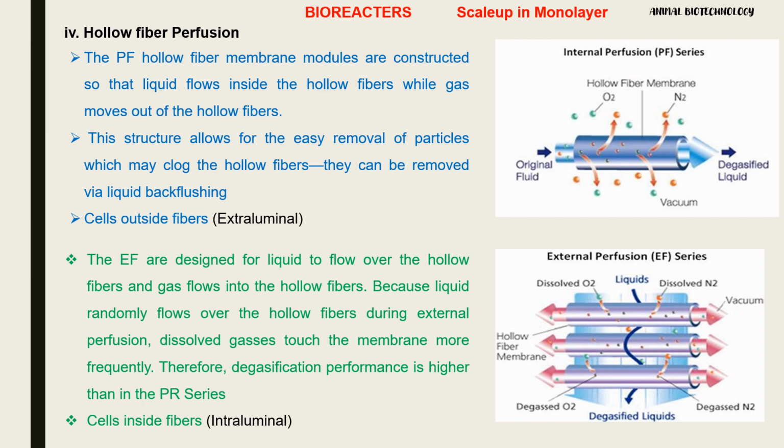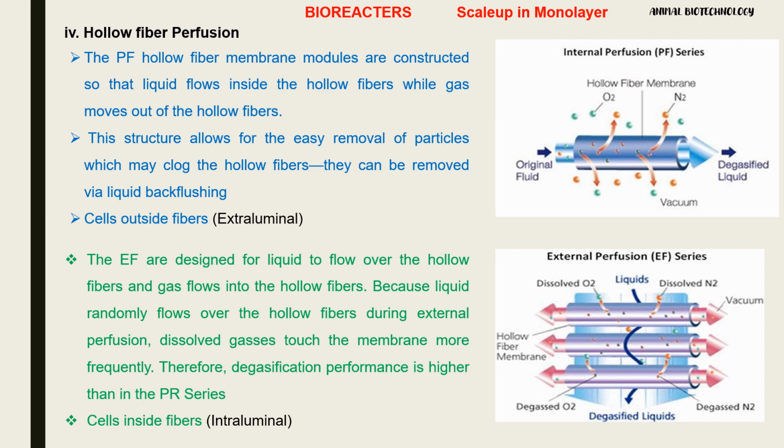Hollow fiber perfusion culture. In this type of bioreactors, cells are grown on hollow fibers. The hollow fibers are arranged into cylindrical cartridges with ports on both ends for outlet and inlet of media and nutrients. Based on to which surface the cells are grown, they are categorized into two types: internal perfusion series and external perfusion series.